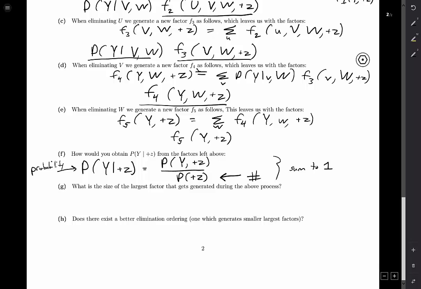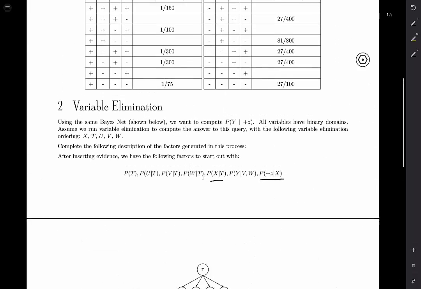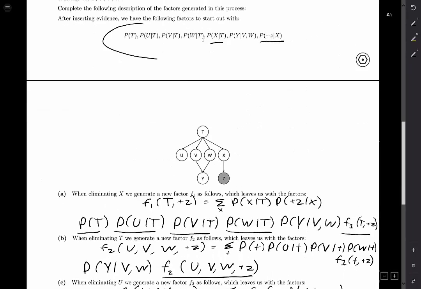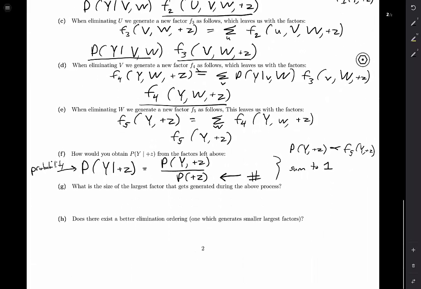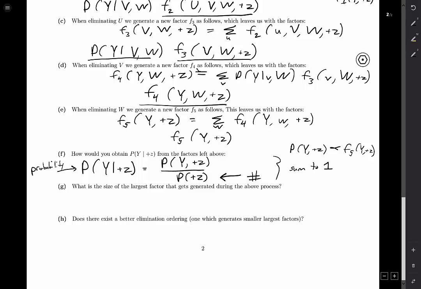Well, we actually have that. So the probability of y comma plus z is actually proportional to our f5 of y comma plus c. And why is this true? Well, f5 is obtained from taking our full joint probability when we multiplied everything together. So this multiplied together is our full joint. And we were summing out over the hidden variables, but we weren't normalizing. So now f5 is some unnormalized version of the joint over y and plus c.